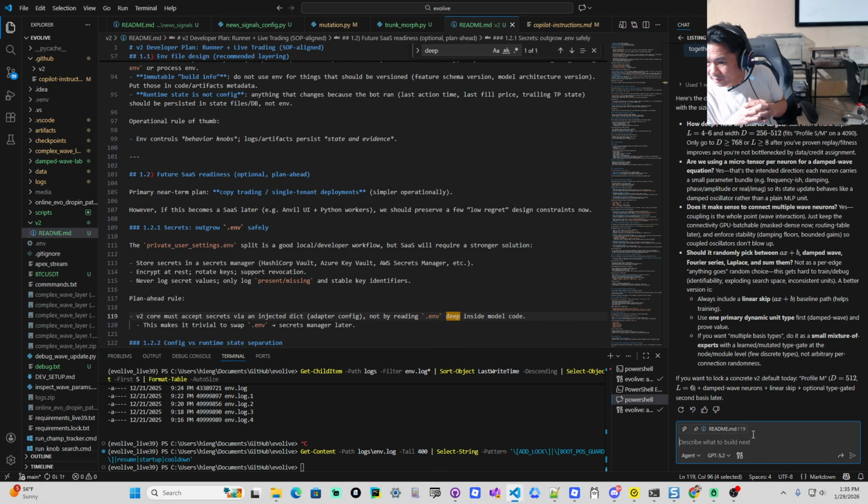Okay, use one primary dynamic unit: first depth wave, and prove its value. Multiple base types: do it as a small mixture of experts that learn a type gate at the module level, not arbitrary connections around this. If you want to lock a concrete default today, pick the linear skip plus optional type gate, second piece later. Okay, that's it.